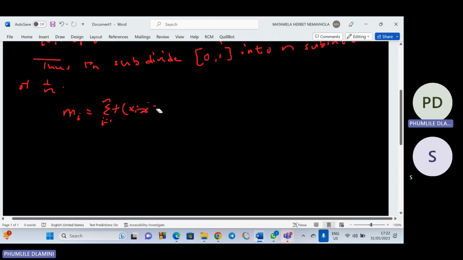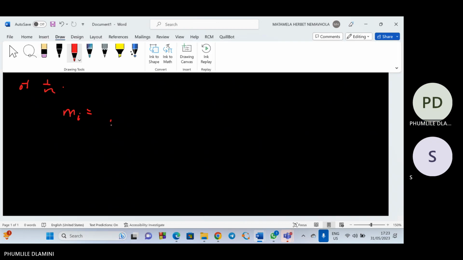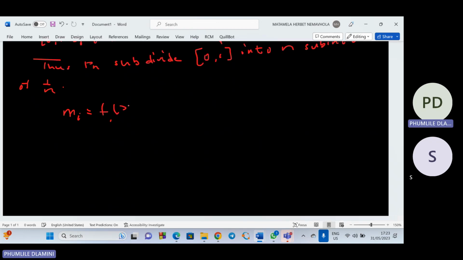For the mi, we must remember that it is in the form of the infimum. So the mi is going to be equal to f of x i minus 1, the lower one. When we substitute x i minus 1 into our function f of x, we're going to find that this gives us i minus 1 over n. I'm going to show you how it comes.